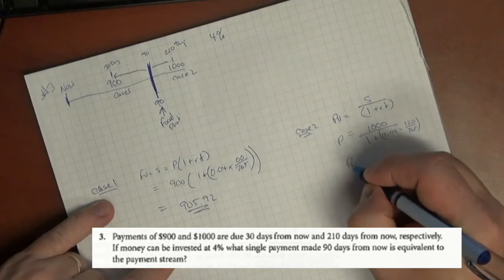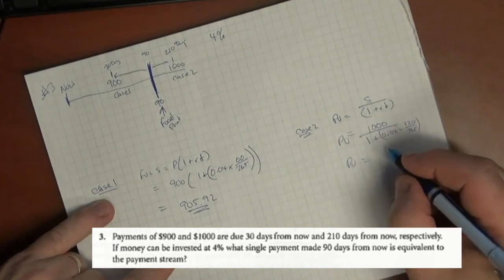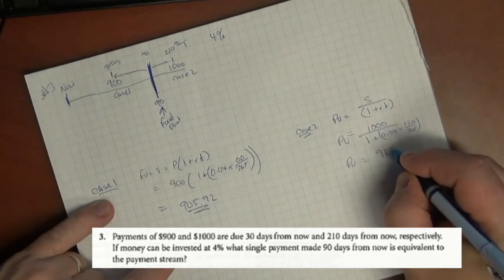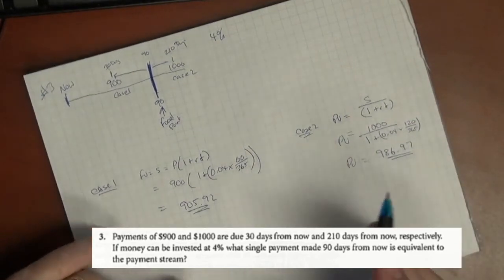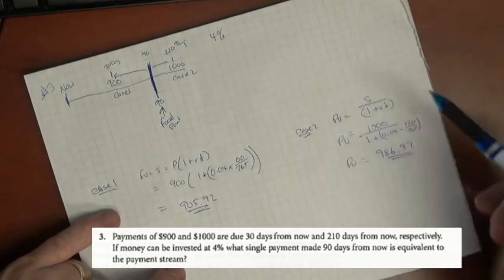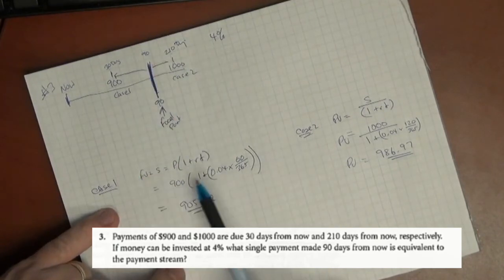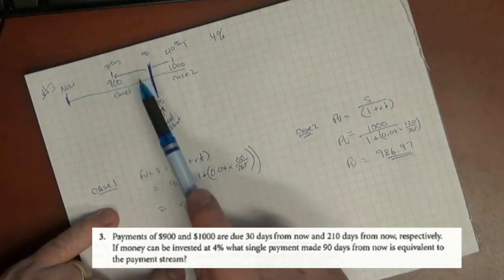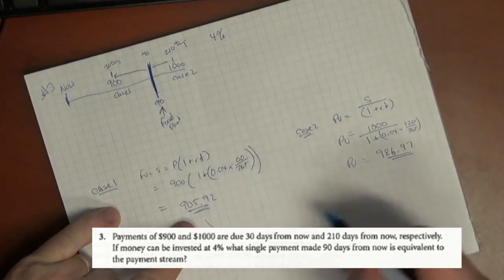So in order to get the present value, we crunch the numbers on that and we will get 986.97. So what we do then is we're saying that that $1,000 is actually worth $986.97 on the focal point day. And we're saying that the $900 here is worth $905.92 on the focal point day. So we simply add the two together.